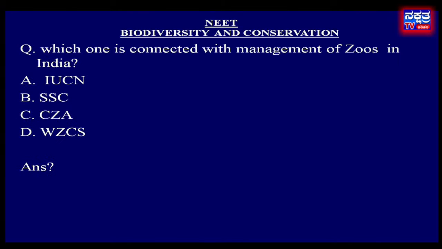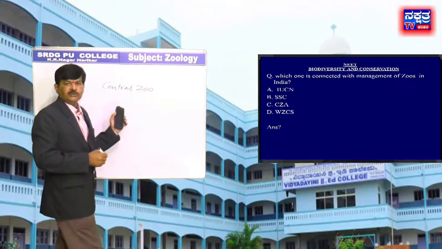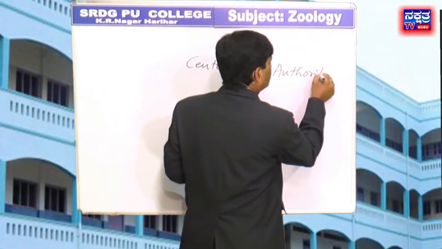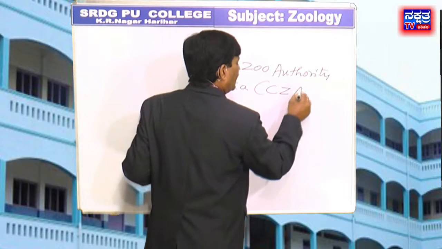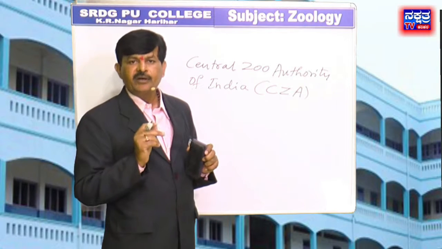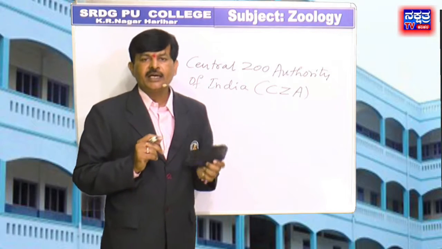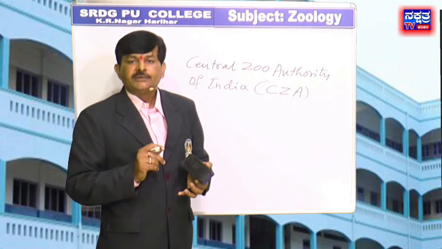Move to next question. Which one is concerned with management of zoos in India? Option A, IUCN. Option B, SSC. C, CZA. D, WZCS. In India, the Central Zoo Authority of India, that is CZA, is the body of Government of India responsible for oversight of zoos. It is an affiliated member of the World Association of Zoos and Aquariums, that is WAZA.